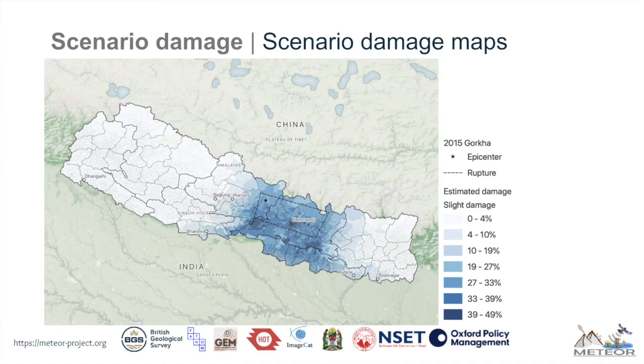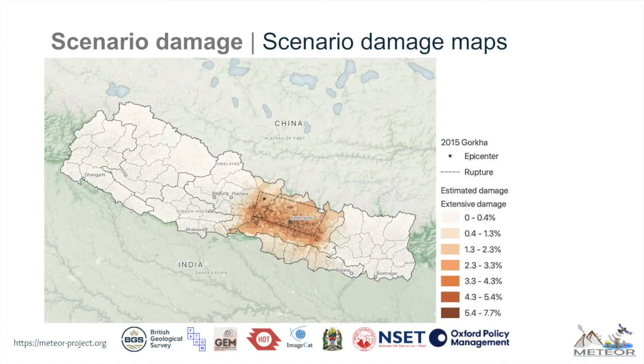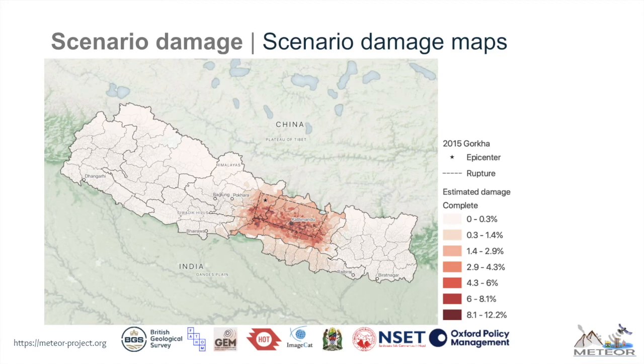Visualizing this data, we can see the estimated number of buildings in slight, moderate, extensive, or complete damage states. Here is a map showing the proportion of buildings in the slight damage state, in the moderate damage state, in the extensive damage state, and finally in the complete damage state.